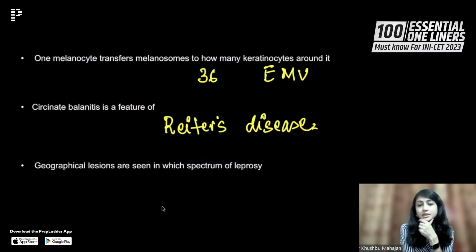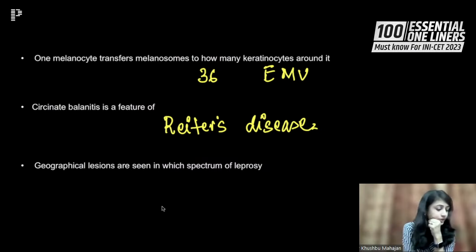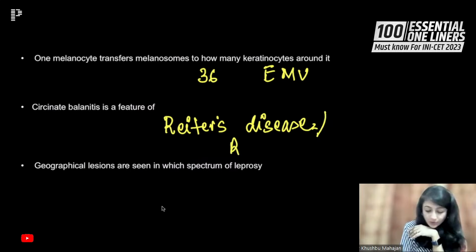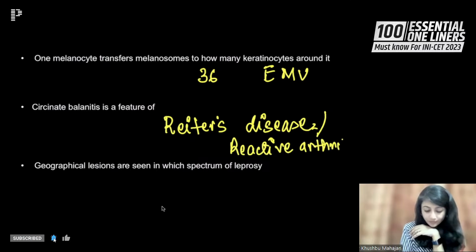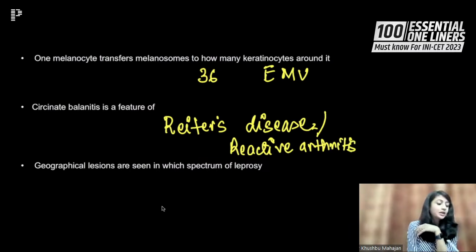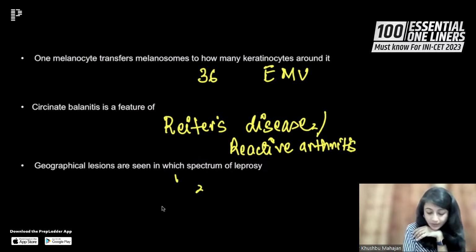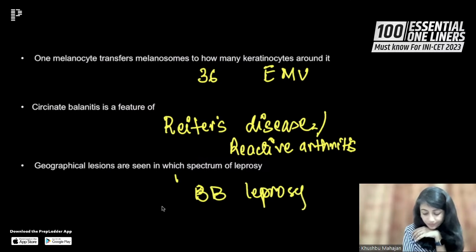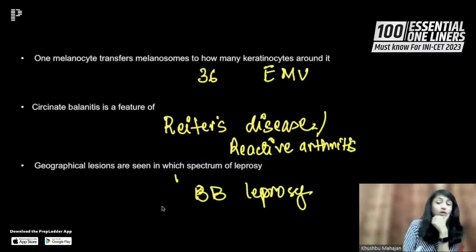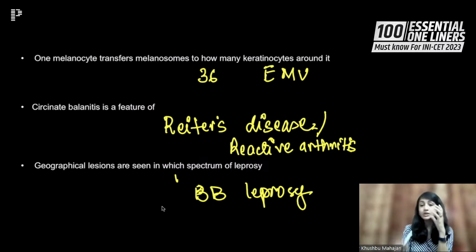Geographical lesions are seen in which spectrum of leprosy? In which spectrum of leprosy do you see geographical lesions? You can also call it reactive arthritis, absolutely right, or Reiter's disease. Geographical lesions are seen typically in BB leprosy, geographical or map-like configurations.